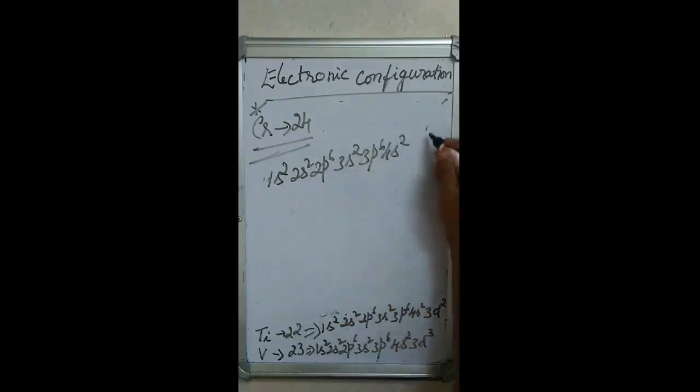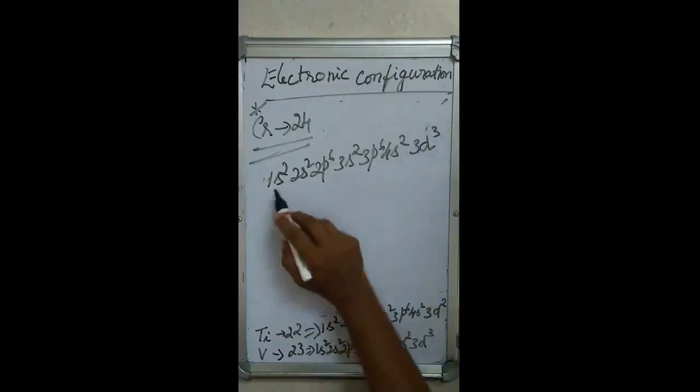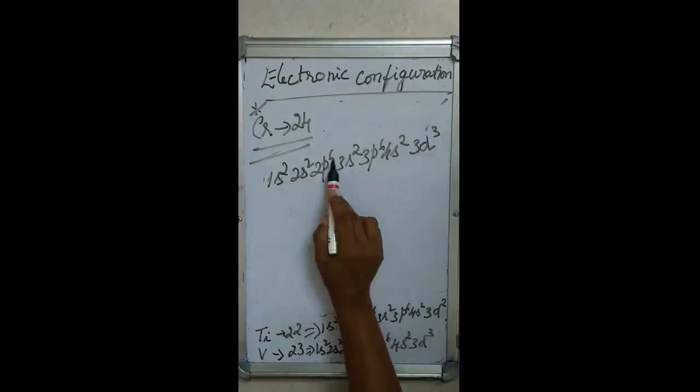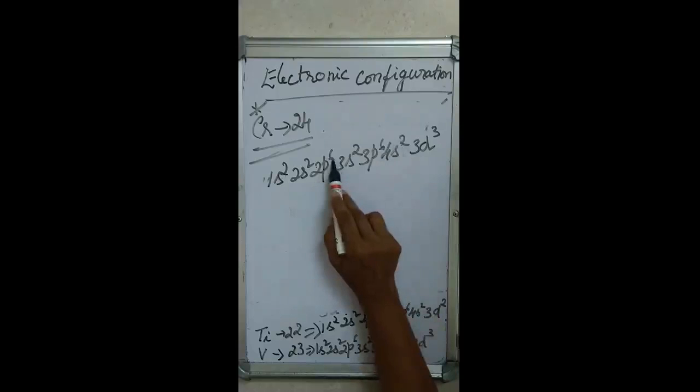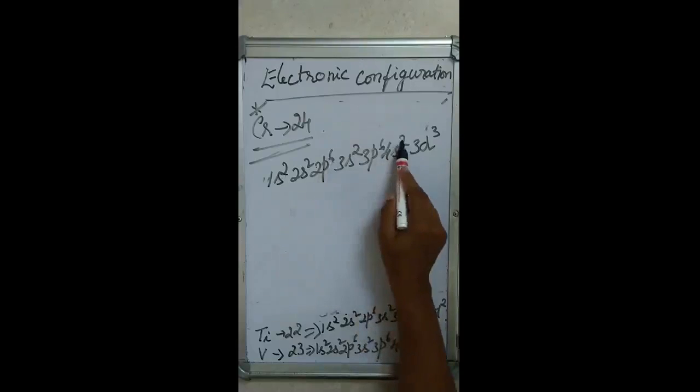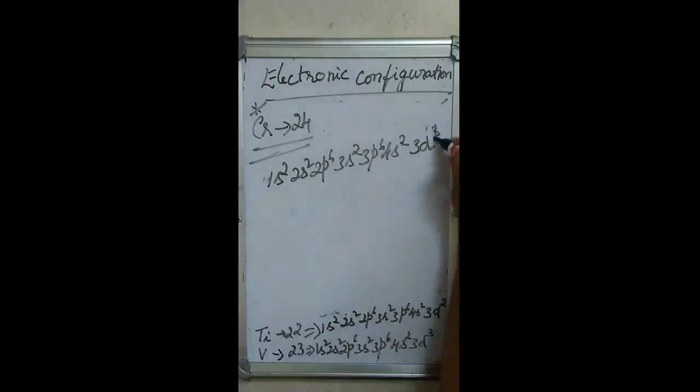4s2, okay, 3d4. Actually like this we are going to write. 10, 20, 23, this becomes 4, so 24. This is the way we are going to write it actually.